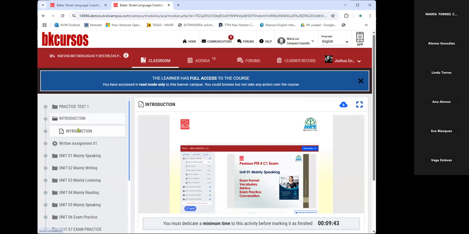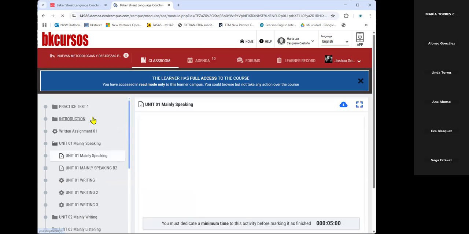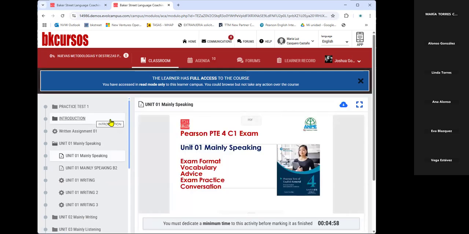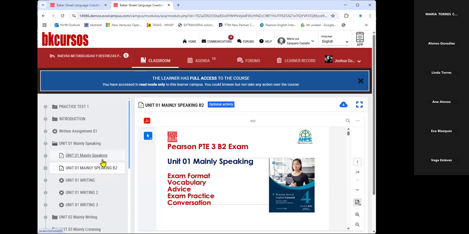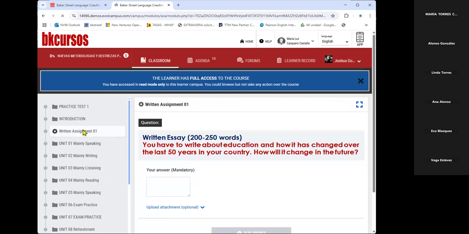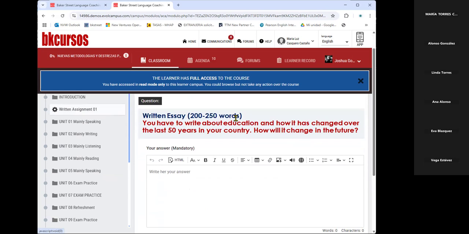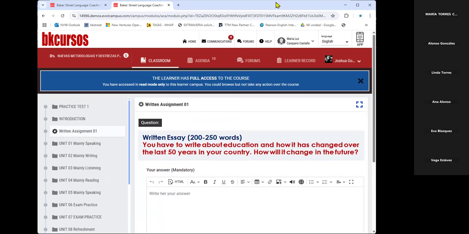So in each lesson, for example, mainly speaking, you'll see another presentation for C1, a presentation for B2. Okay, so you've got both units, you can download them, they're very, very similar. And then when you see this little symbol, that means a question. This is an activity. And these are really important. These are your writing activities.